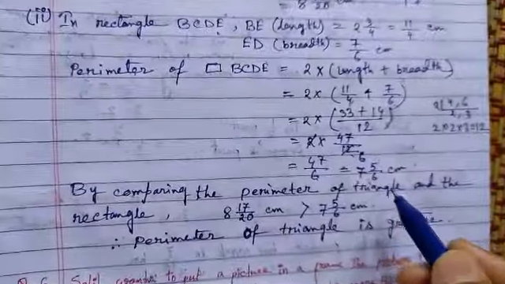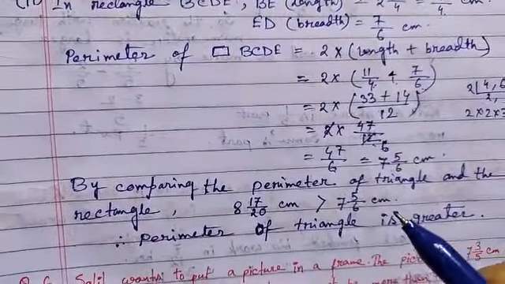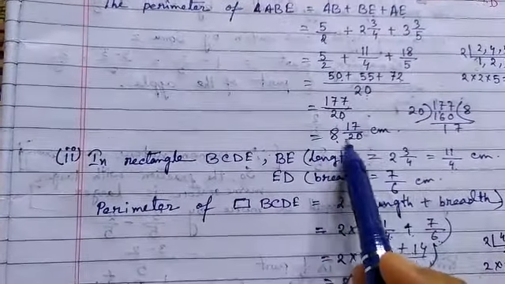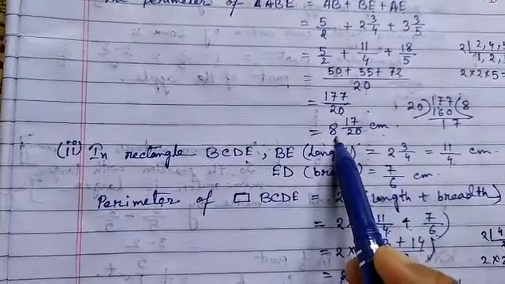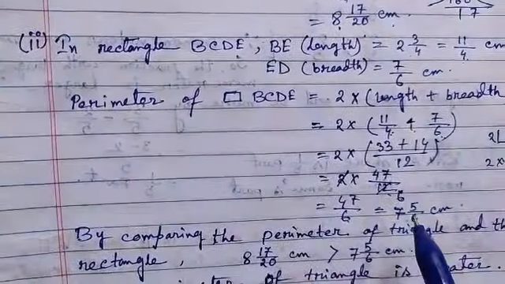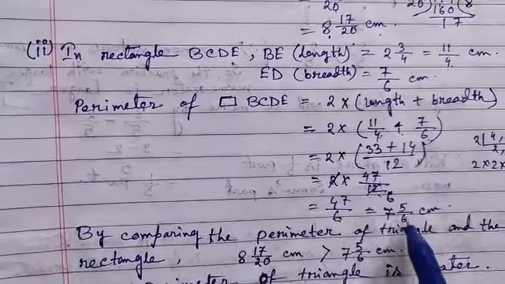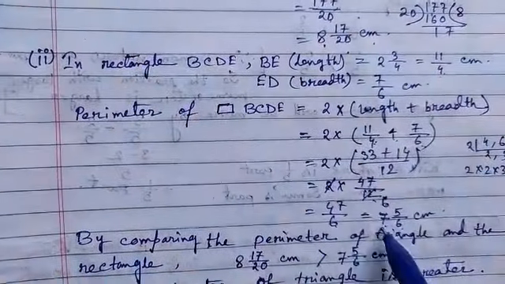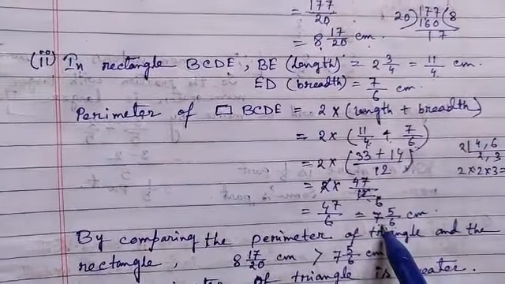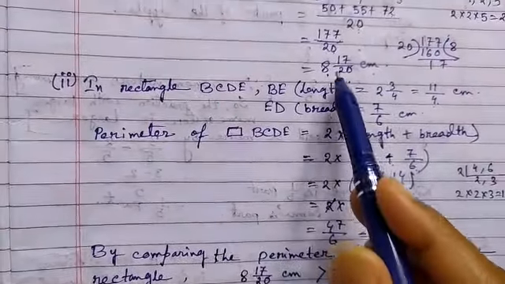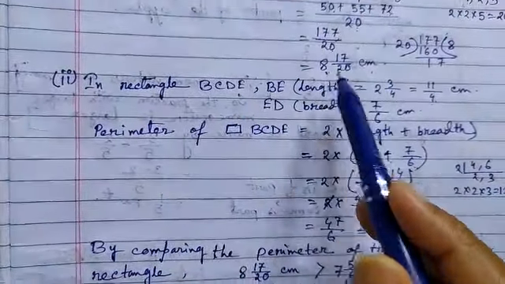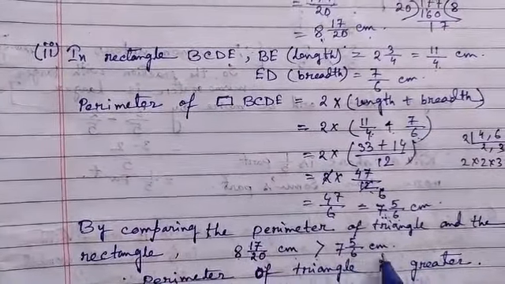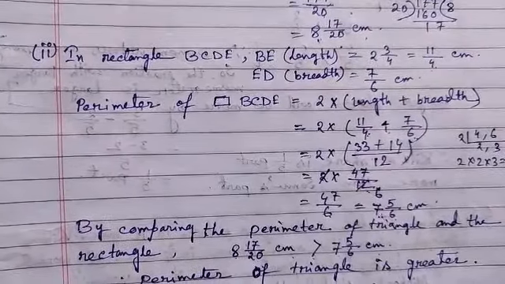Now we have to compare which perimeter is greater. Here for the triangle the perimeter is 8 whole 17 by 20 centimeter. Here the whole number is 8, and in the rectangle the perimeter is 7 whole 5 by 6. Here the whole number is 7. Then obviously we can say that 8 is greater than 7. Now here I compare the whole numbers. Here is 8, here is 7. So obviously 8 is greater. That means 8 whole 17 by 20 centimeter is greater than 7 whole 5 by 6 centimeter. So the triangle's perimeter is greater.